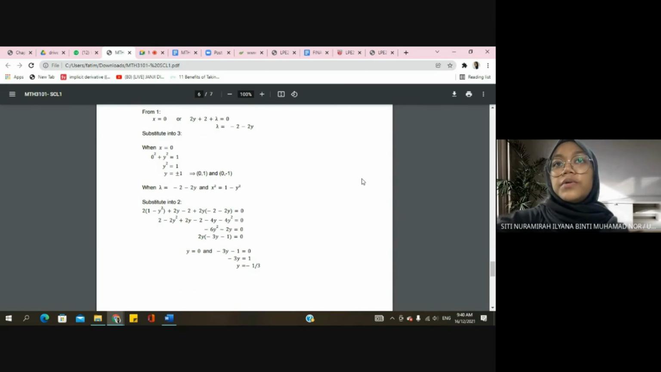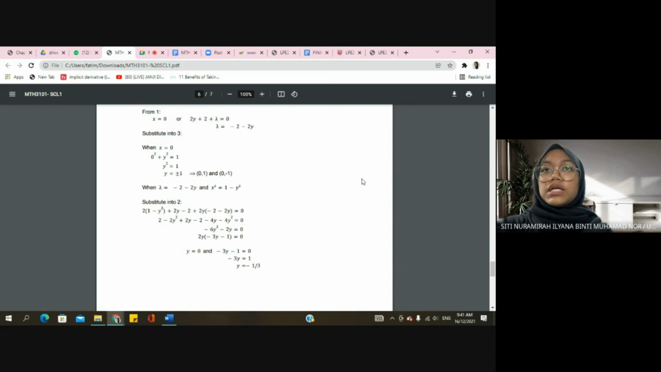From equation 1, we get x = 0 or 2y + 2 + λ = 0. Then we make λ the subject, and we get the value of λ, which is -2 - 2y. Then we substitute the value into the equation. So when x equals 0, 0² + y² = 1, and then we get the value of y, which is ±1, which makes the first two critical points, which are (0, 1) and (0, -1).